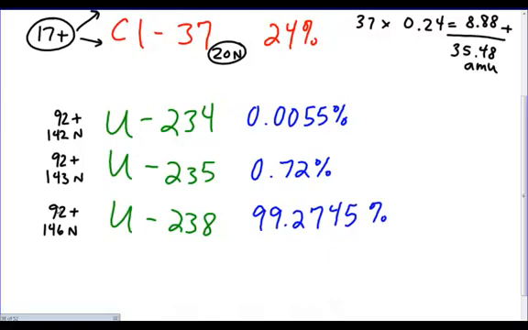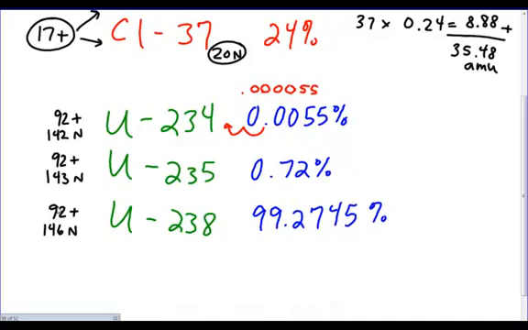To calculate the average atomic mass, you're going to use the same method. Take the mass times the percentage changed into a decimal form. Now you notice the first 2 are decimals, but that's a percentage. You're going to change it into a decimal form by moving the decimal 2 places over to the left. So for this 0.0055%, you're going to move your decimal over 2 places. So the decimal would actually be 0.000055. That would be your decimal.